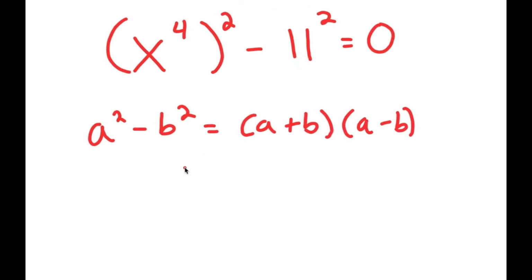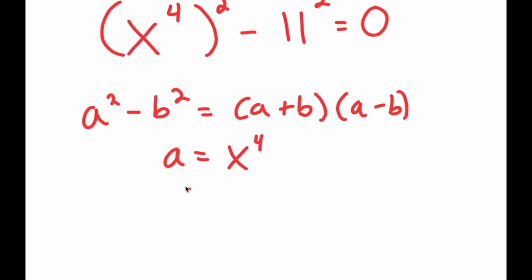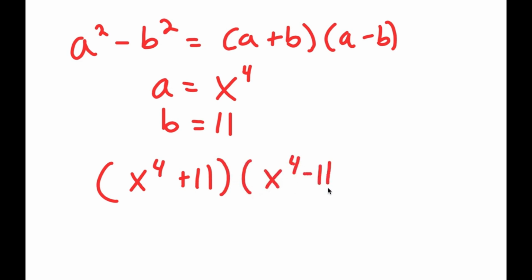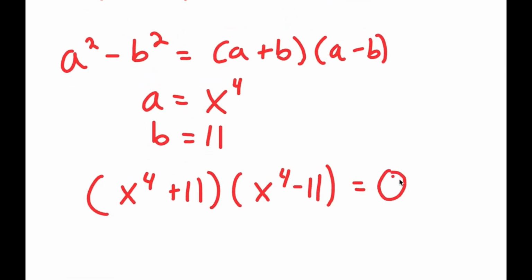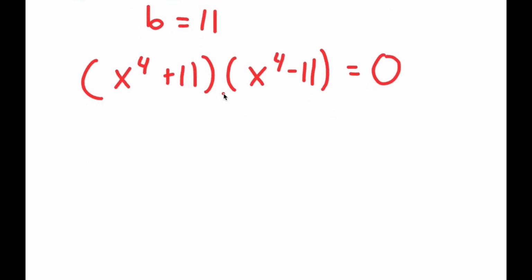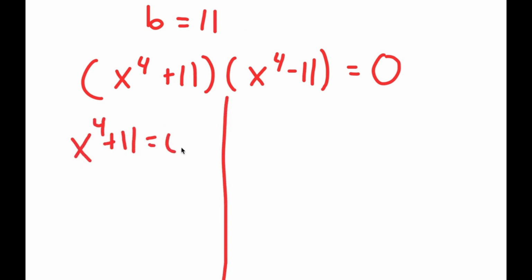So in this case, a is x to the power of 4, and b is 11. So I get (x to the power of 4 plus 11) times (x to the power of 4 minus 11), which is equal to 0. Now, from here, I get two equations. I get x to the power of 4 plus 11 is equal to 0, and x to the power of 4 minus 11 is equal to 0.